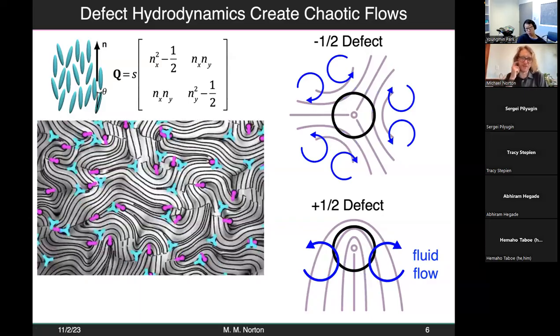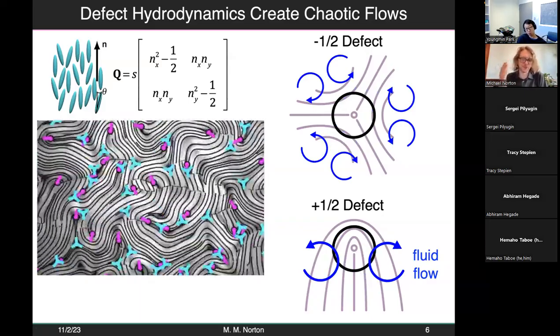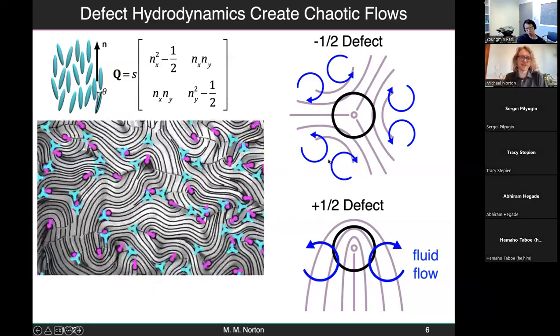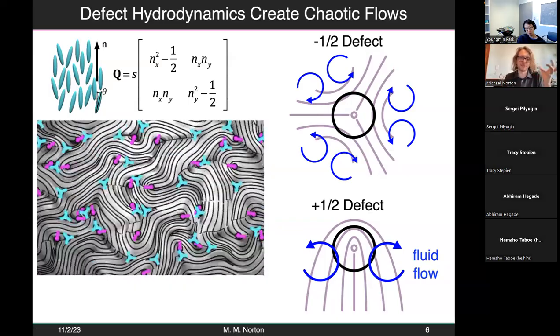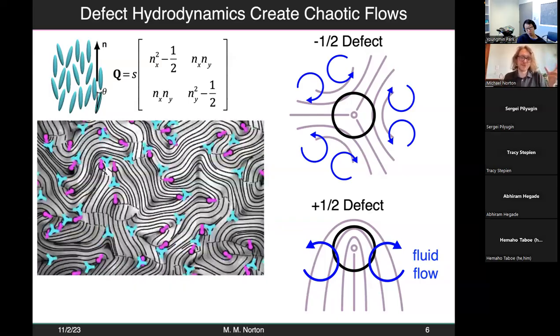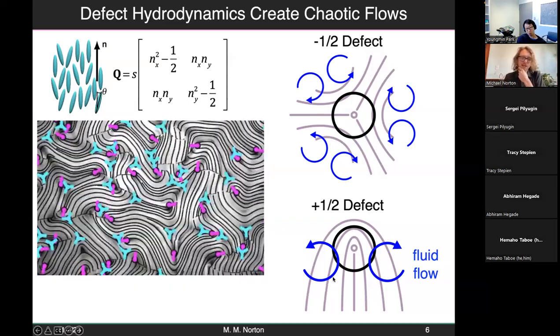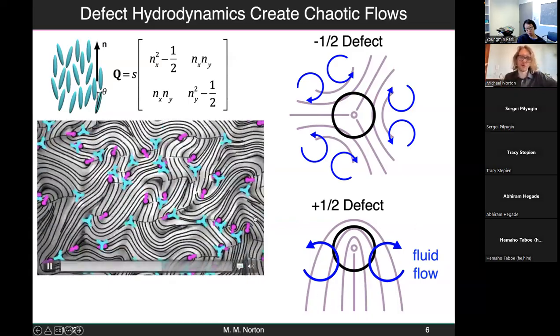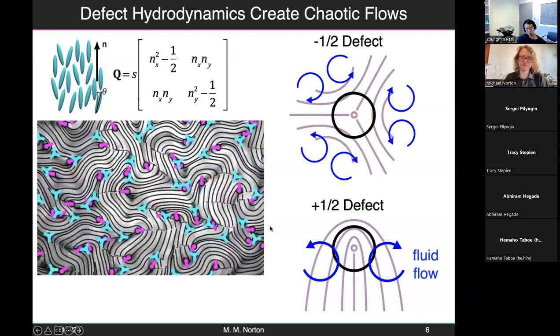Associated with each of these defects are different kinds of fluid flow. The symmetry of the minus half defect makes them, they're still active, but they tend to be more diffusive in nature. Whereas the plus half defects, because of their polar symmetry, tend to propel around and are more active.